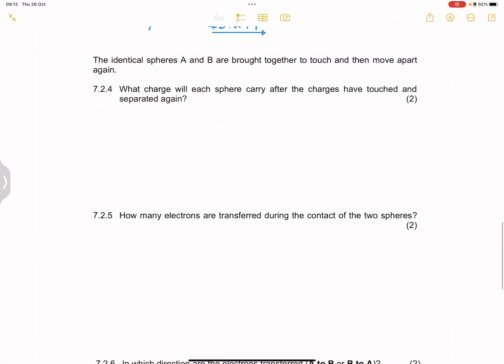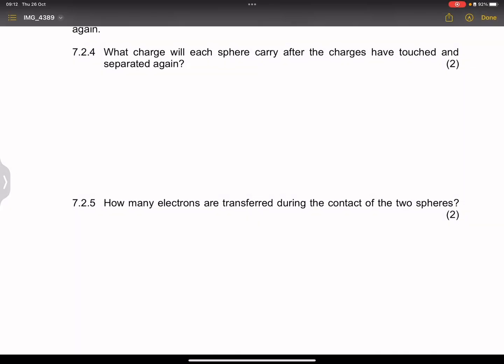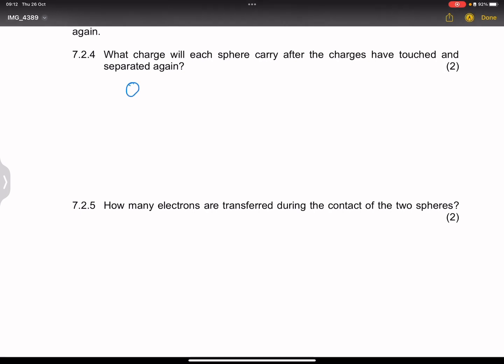Now they say to us, the identical spheres A and B are brought together to touch and then moved apart. They want to know what charge each sphere will carry after they have touched and separated again. Please remember, once I have two spheres touching, to get the new charge, all I simply say is it will be the charge of A plus the charge of B, and we divide that by 2.